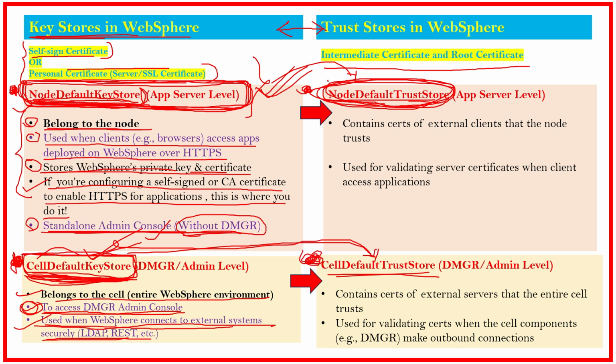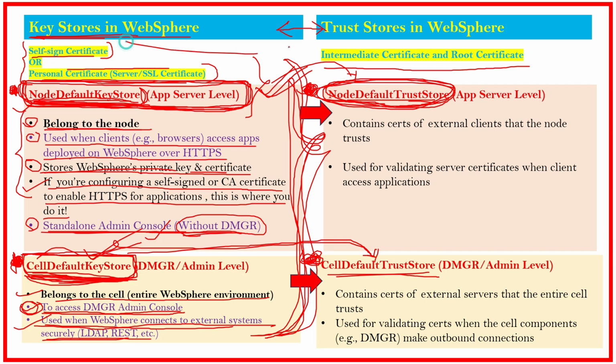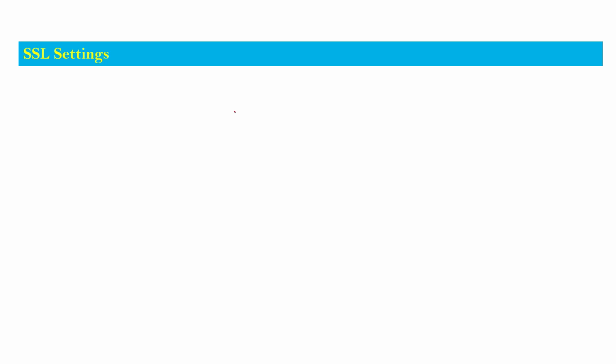Once you have a complete understanding of the difference between all these four stores, then it's very easy for you to understand the end-to-end configuration of SSL in WebSphere, and I have explained it all in very much detail, right? If you want, you can watch this particular session multiple times to get the complete understanding, and then you can move forward, right?